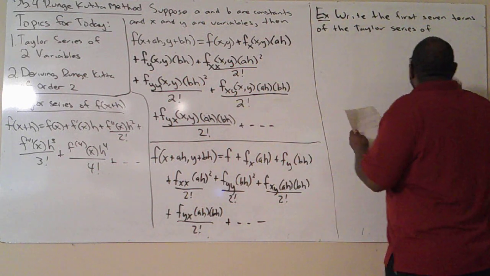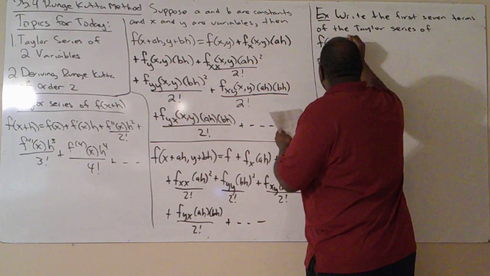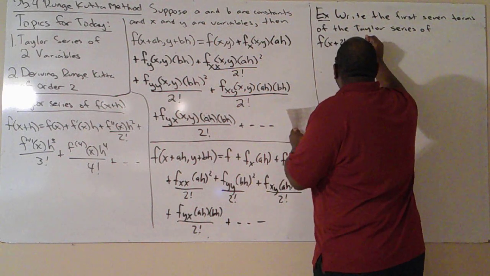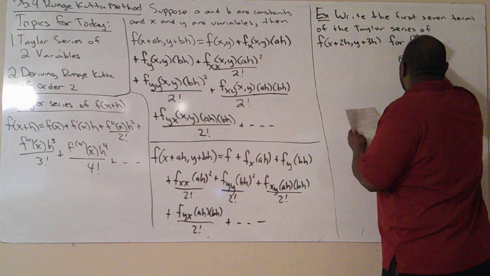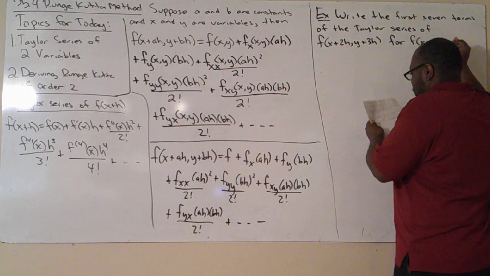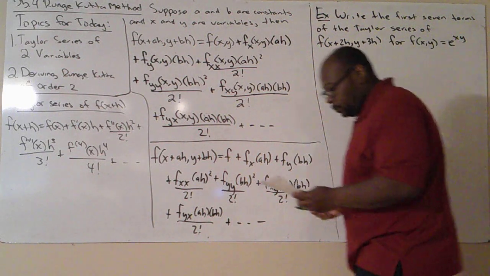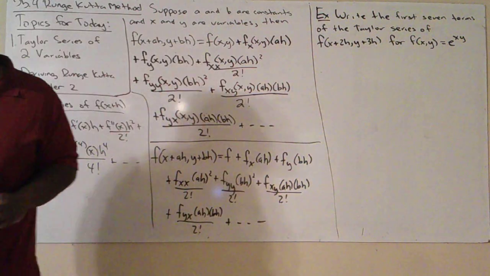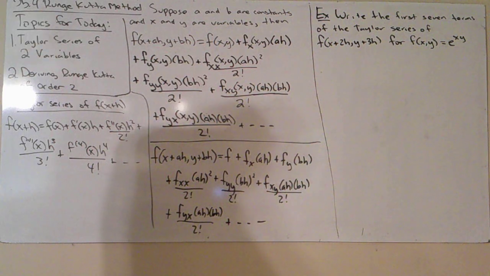of, here I have f of x plus 2h, y plus 3h, for f of x, y equal to e to the xy. So I'm going to write the first 7 terms of the Taylor series of f of x plus 2h, y plus 3h, for f of x, y equal to e to the xy.